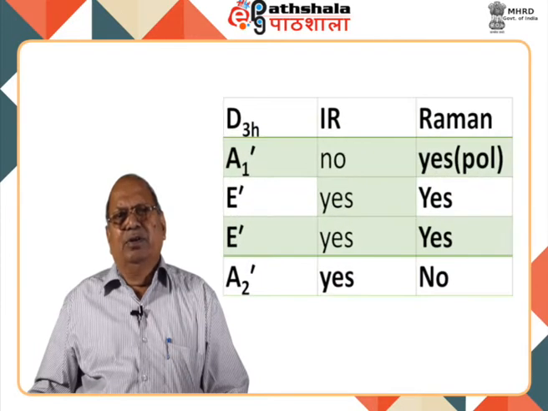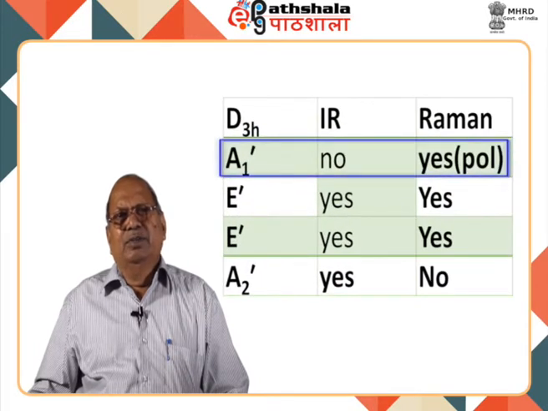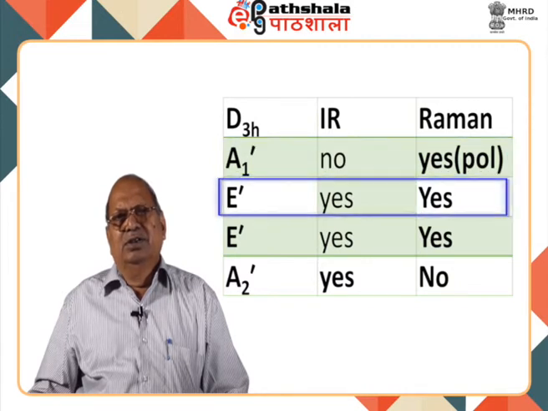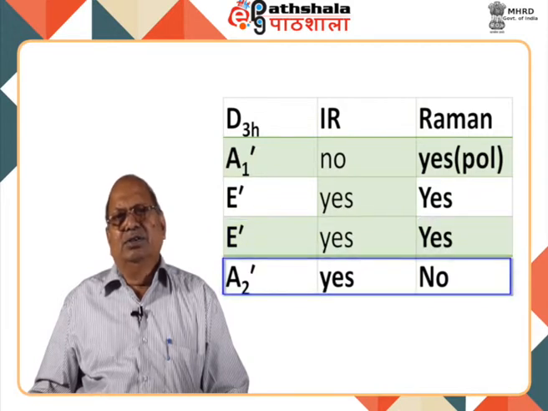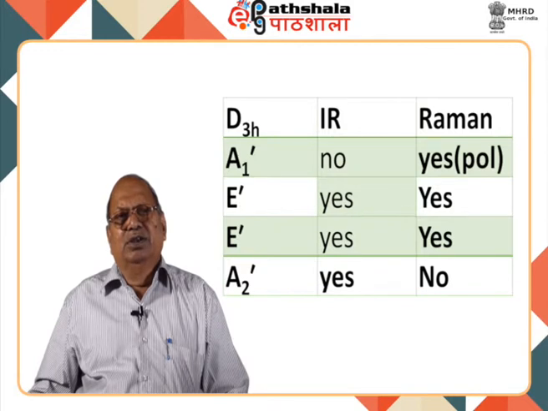In D3H point group molecules, A1 dash, IR no, Raman yes; E dash yes, yes; E dash yes, yes; A2 dash yes, no. That is, 3 IR and 3 Raman bands are obtained for D3H symmetry. Only 2 bands are common in IR and Raman, and 1 band is polarized.